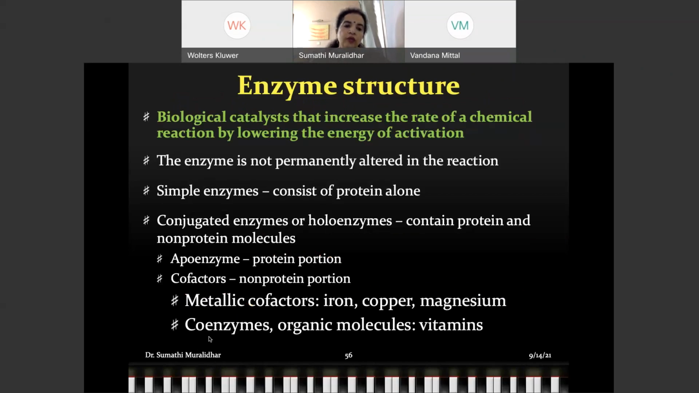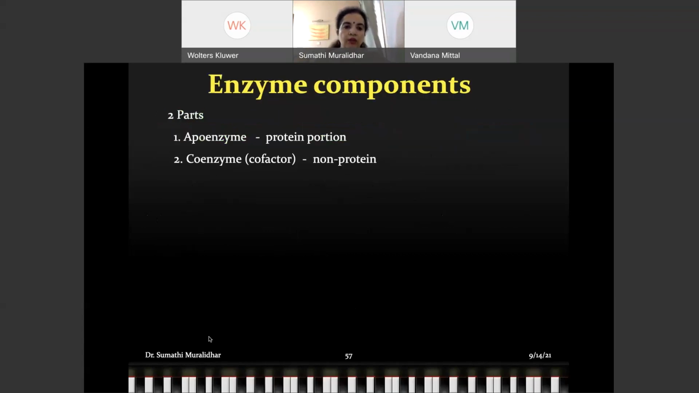And you have different kinds of enzymes. Simple enzymes are entirely protein. All enzymes are protein structures, but simple enzymes have only protein, whereas the conjugated enzymes, or holoenzymes as they are called, have a protein component and a non-protein component. The protein component is called the apoenzyme, and the non-protein component is called the cofactor. The cofactor could be iron, copper, magnesium, any of these, or it could even be some organic molecules.